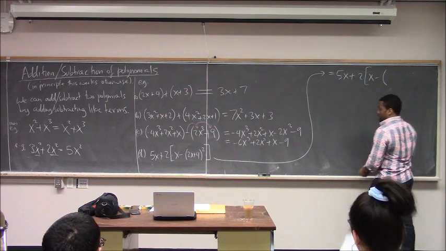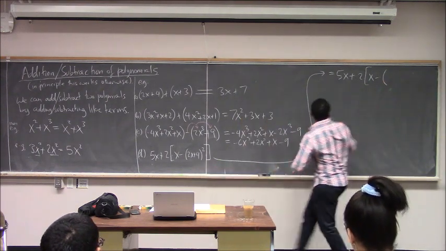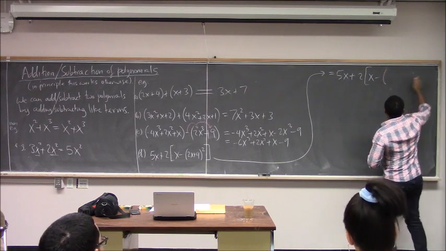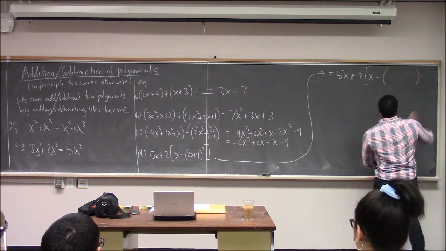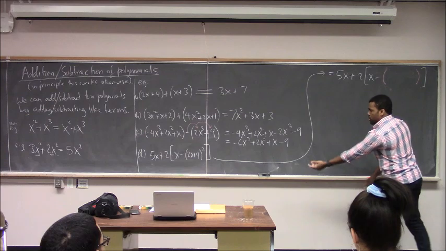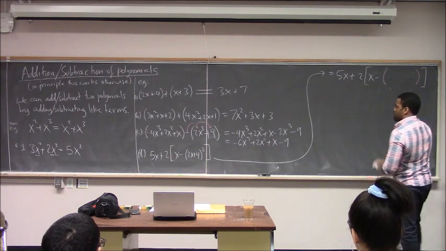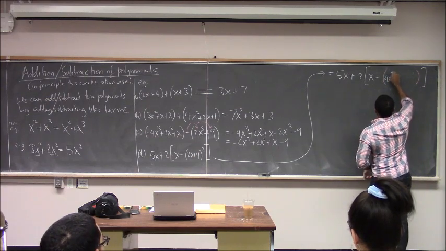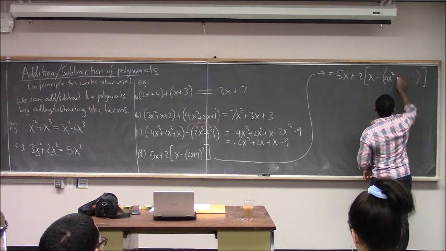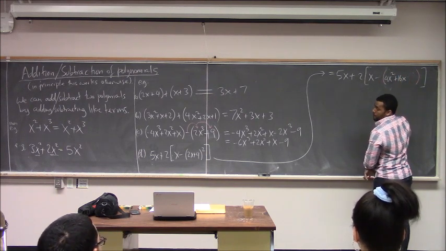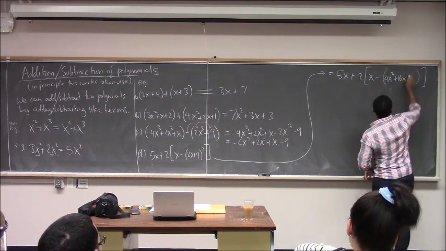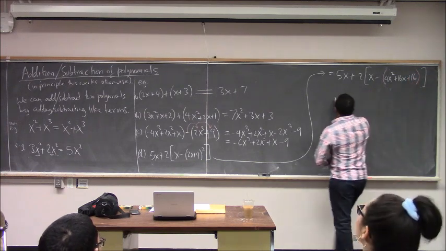Keep in parentheses here. Don't be sloppy. You can expand and keep those parentheses. What is 2x plus 4 all squared? 4x squared plus 16x plus 16. Okay.